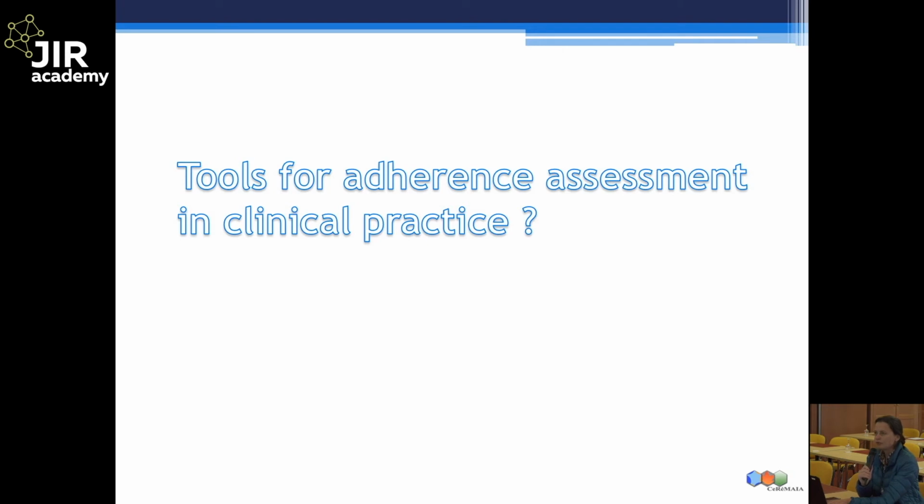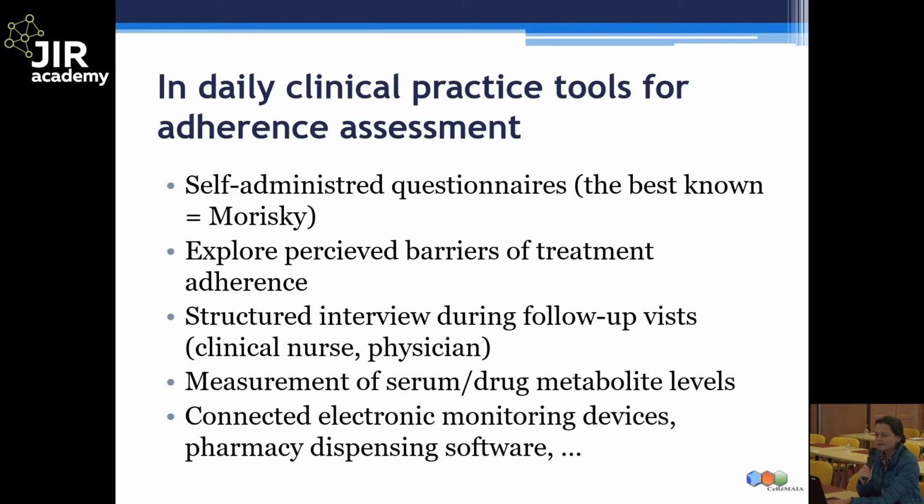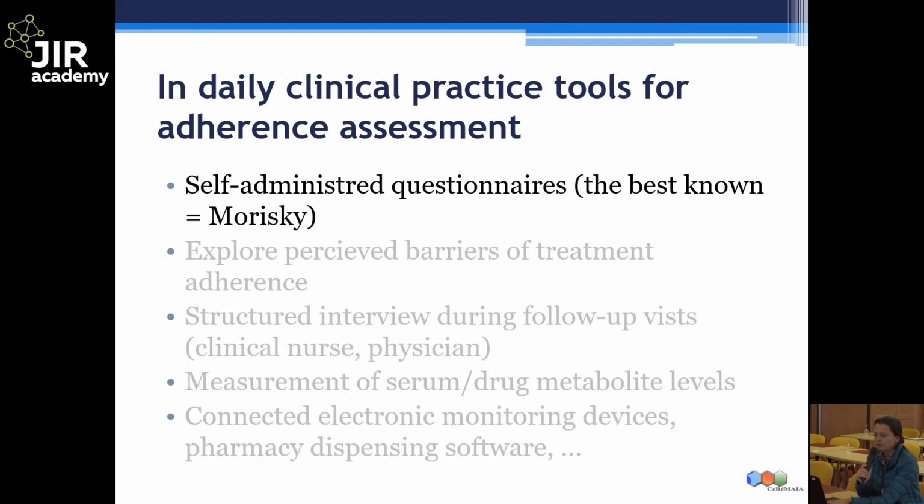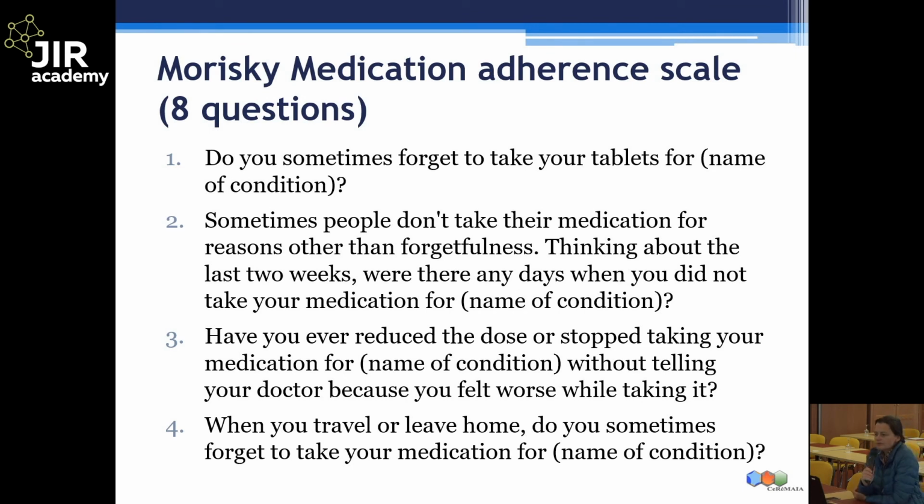So if you look for tools for adherence assessment in clinical practice, there are some. The best known is the Morisky self-administered questionnaire, but you have other possibilities. So what is the Morisky medication adherence scale? It's a scale of 8 questions. For every question, if adherence is good, you give 1, and if the adherence is bad, you give 0. So you have to ask 8 questions to your patients.